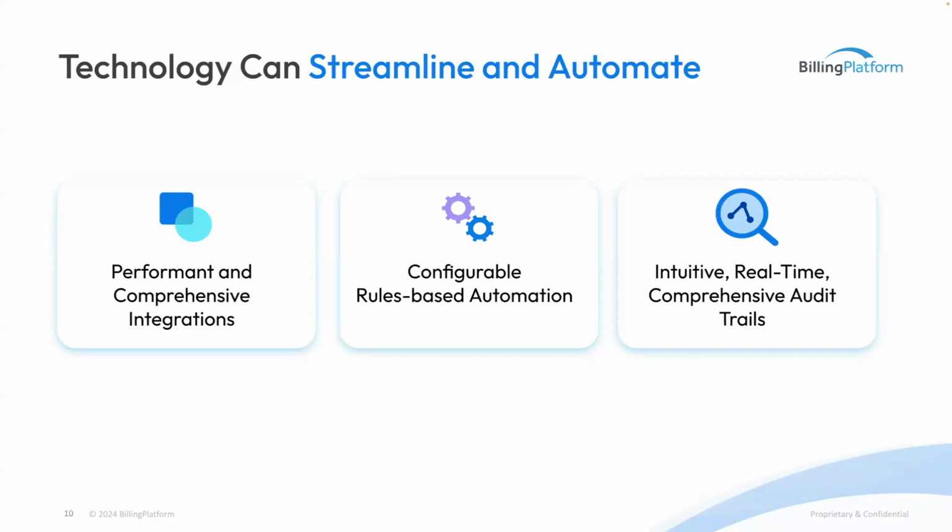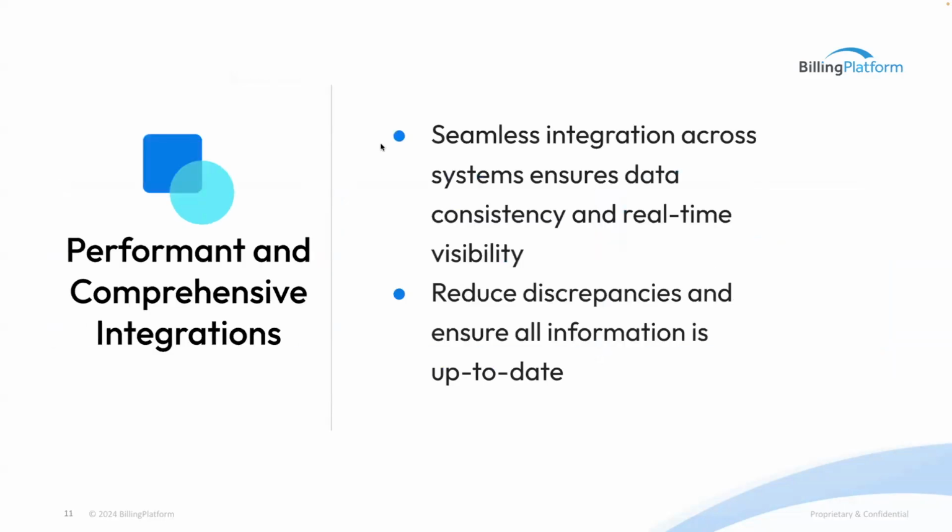All right, so let's talk about how technology can streamline and automate a lot of these challenges that we mentioned in the previous slides. We've got three high-level themes here that we'll dive into in more detail in the subsequent slides. And those three are performant and comprehensive integrations, configurable rules-based automation, and intuitive, real-time and comprehensive audit trails. So with those three high-level themes in mind, let's dive into the details of these.